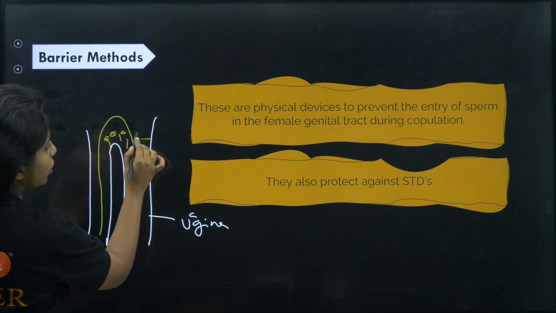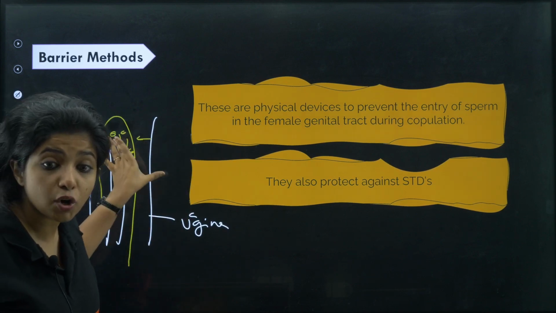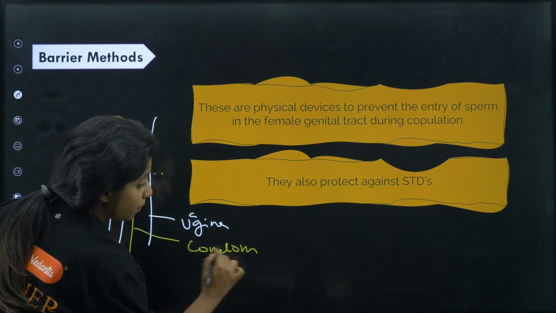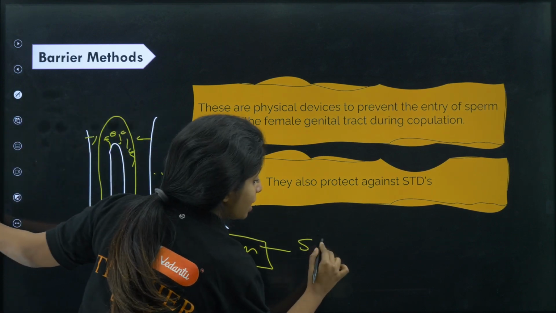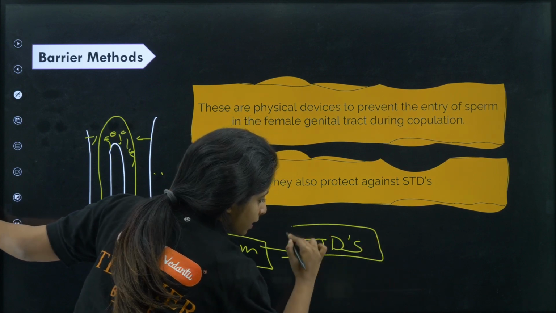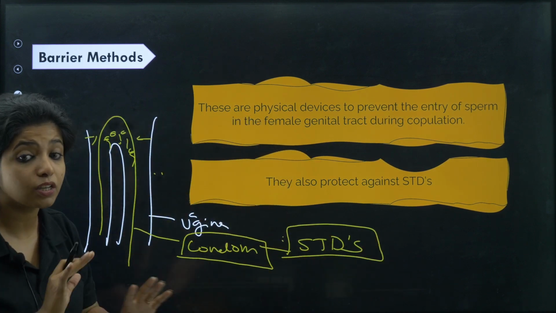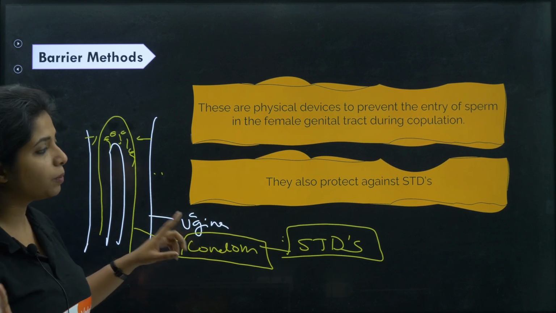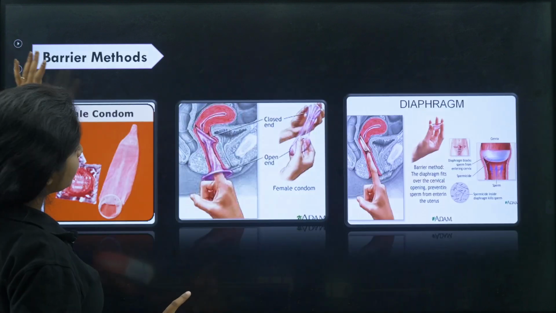There is no body fluid contact, which is why I can say that this contraceptive method, the condom, which is a barrier method, is the only method that can avoid STDs. It is the only method that can avoid STDs. No other contraceptive method allows STDs to be prevented. Please remember that.